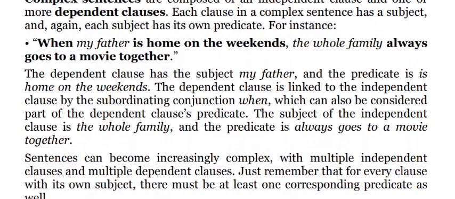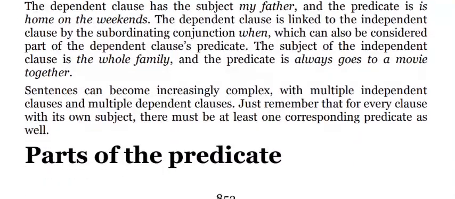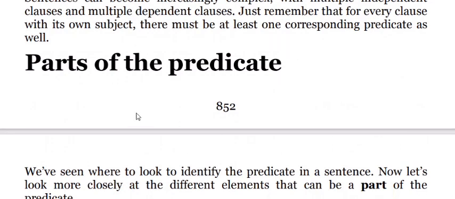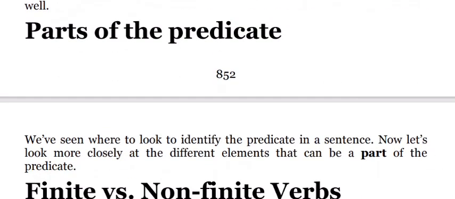Sentences can become increasingly complex with multiple independent clauses and multiple dependent clauses. Just remember that for every clause with its own subject, there must be at least one corresponding predicate as well. Now we will discuss parts of the predicate. We have seen where to look to identify the predicate in a sentence. Now let us look more closely at the different elements that can be a part of the predicate.